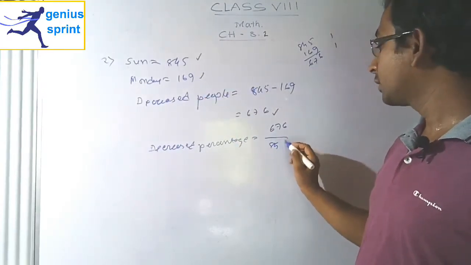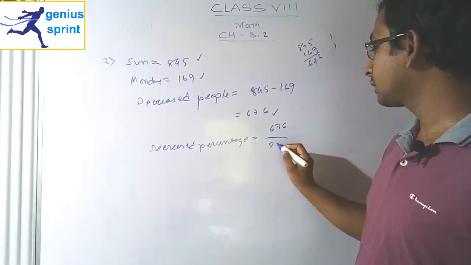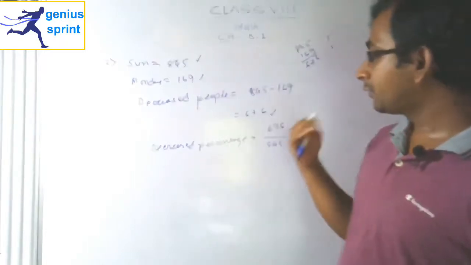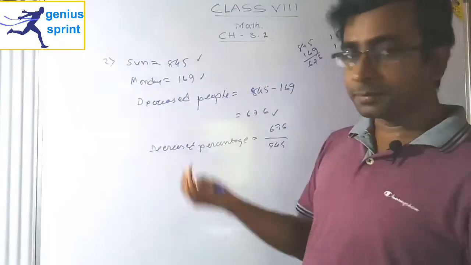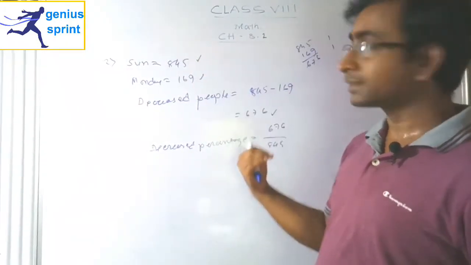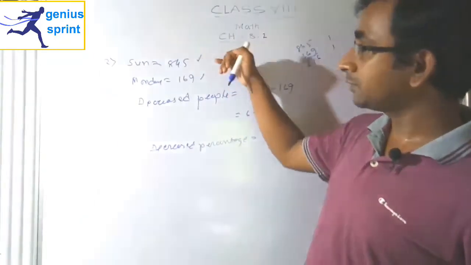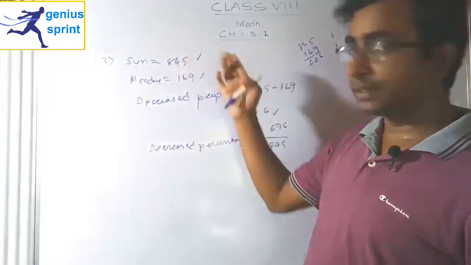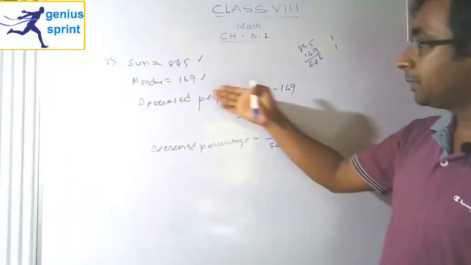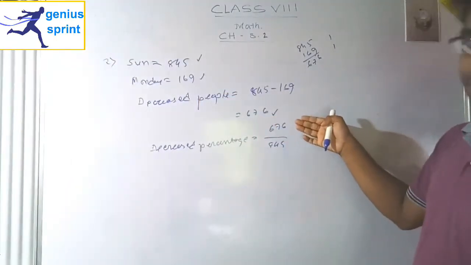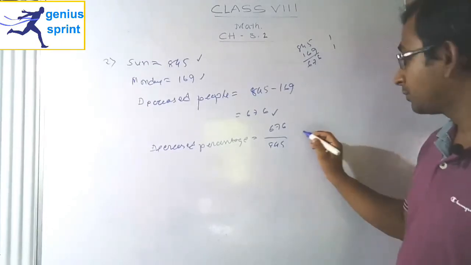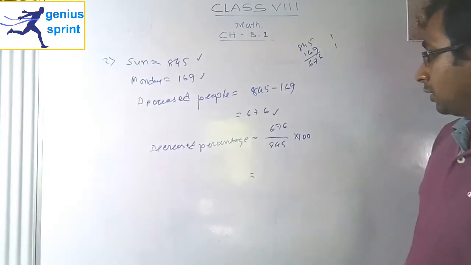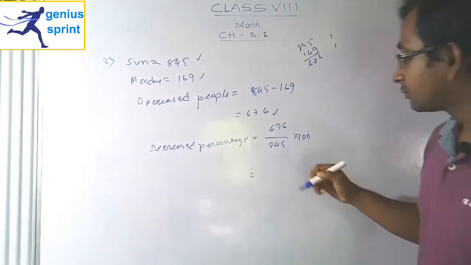Here most students do this wrong, they took 169, but it is wrong. You have to take the maximum, because that is the value from where it is decreased. So it is 845, because 845 is the actual number from where the value is decreased. So you should take 845 as the denominator, and how many people decreased? It is 676, and this should be the numerator. So multiply it with 100 as the rule of percentage, then cancel out.